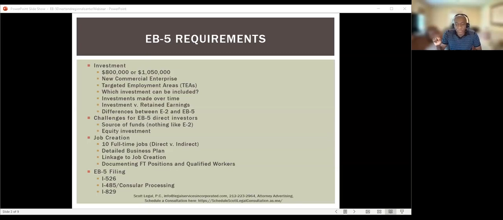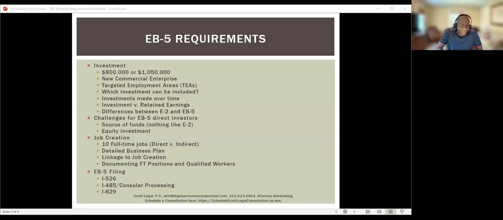So you'd have to go to those 4 dates that the investment was made and check to make sure that the business is still in a TEA, so the unemployment rate was 1.5 times the national average. So that's something to keep in mind. And of course, that requirement doesn't exist if you're using the higher investment amount.